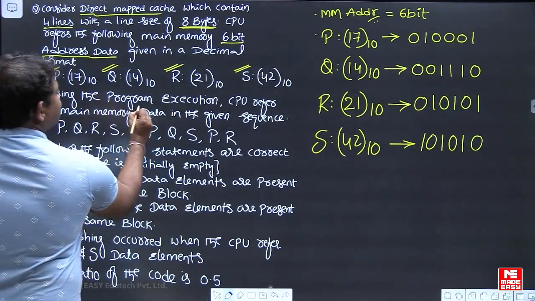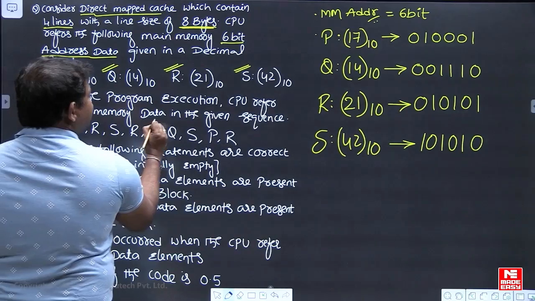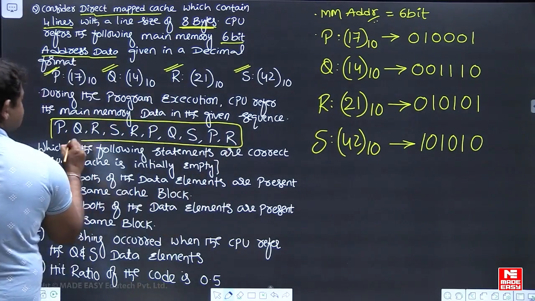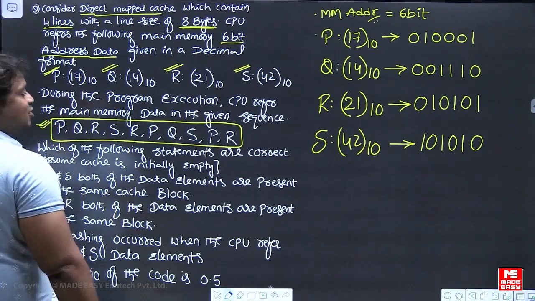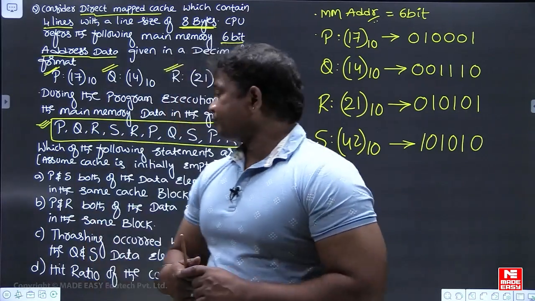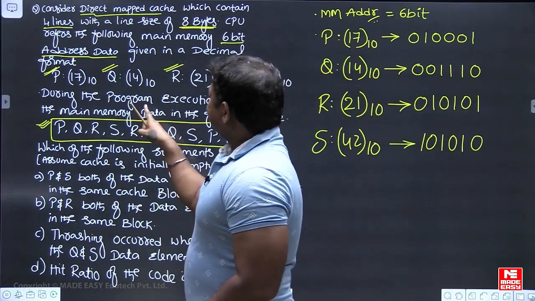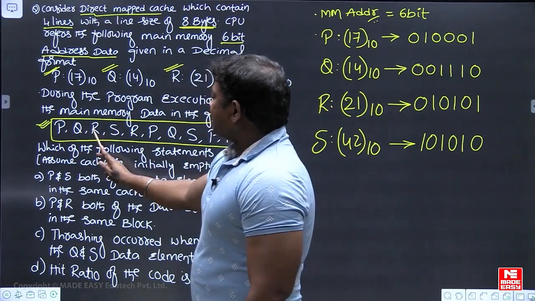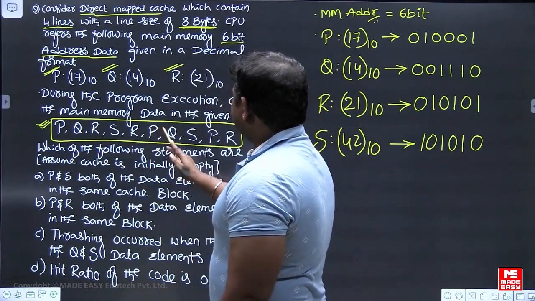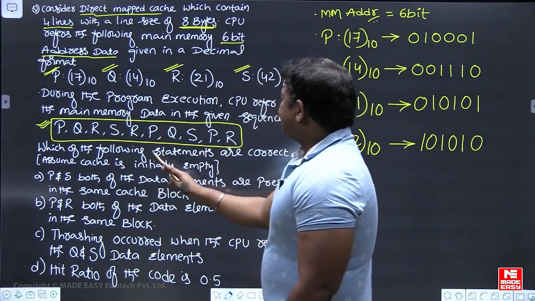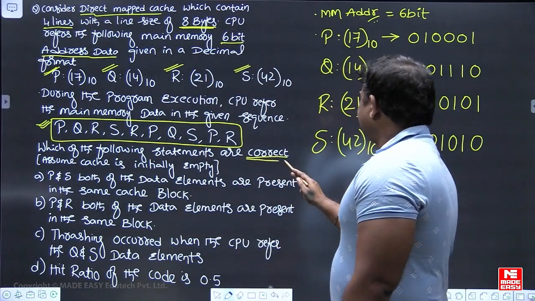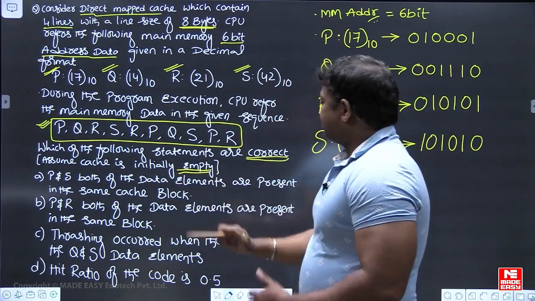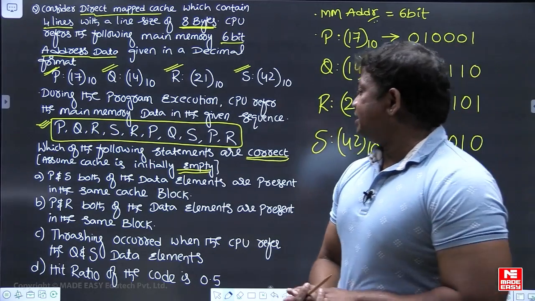During program execution, the CPU refers to the main memory data in this sequence. At the time of executing the program, first the CPU refers to P data, next Q, R, S, then R, P, Q, S, P, R. Which of the following statements are correct? We need to identify the correct statements. Assume the cache memory is initially empty.